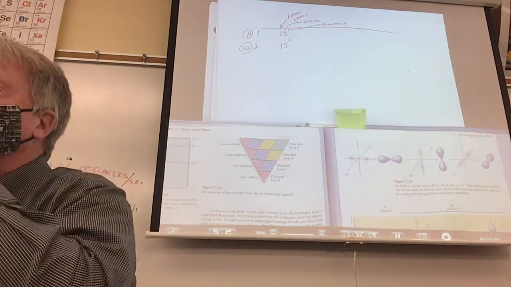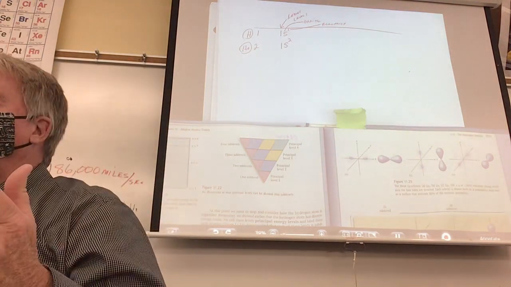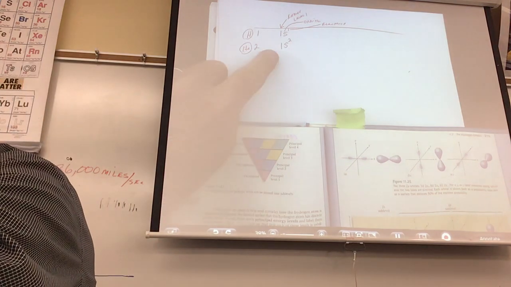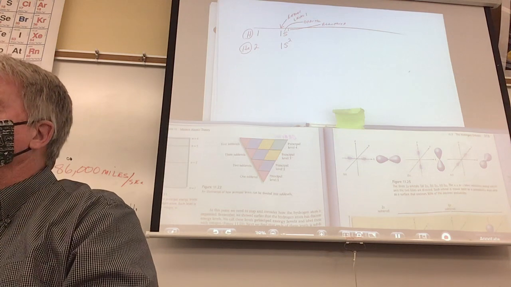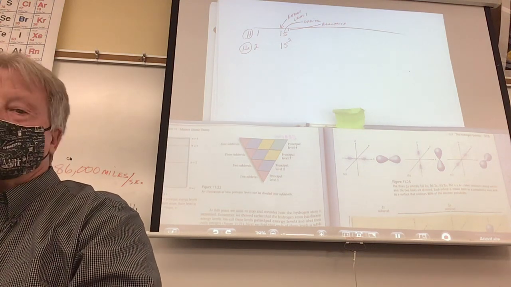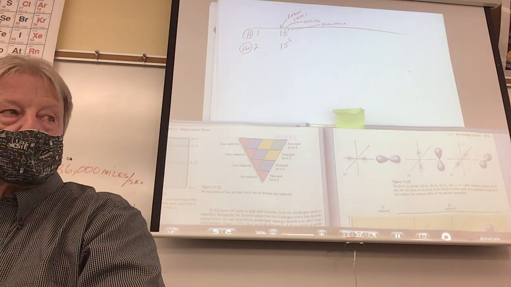Okay, so let's do helium. 1s2. In the first energy level, in the s orbital, I put 2 electrons. I've got to know if we need to stop here, okay? Are you okay with this?